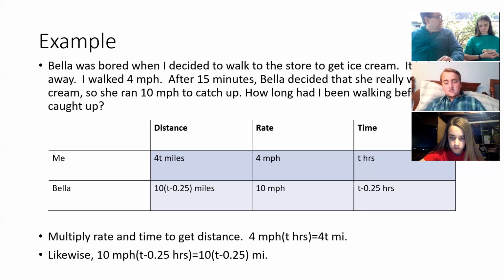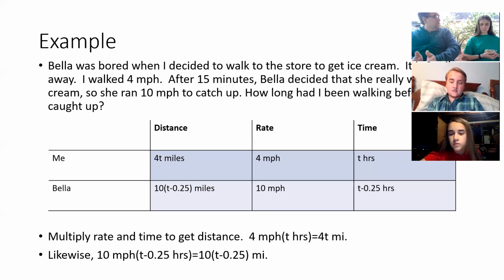Well, you started 15 minutes after me. That means you've been running less time than I have. Now we're talking in terms of hours. So 15 minutes is 1/4 of an hour. So we're going to take the amount of time that I've been walking and subtract 1/4 of an hour, 15 minutes. That's the amount of time you've been running, because you started 15 minutes later than I did. You understand now?